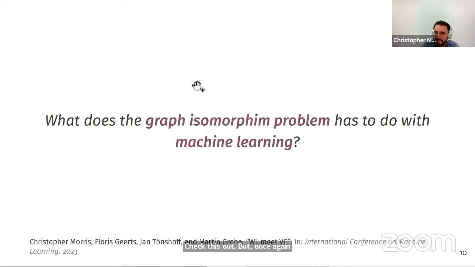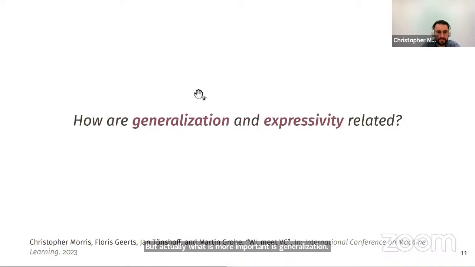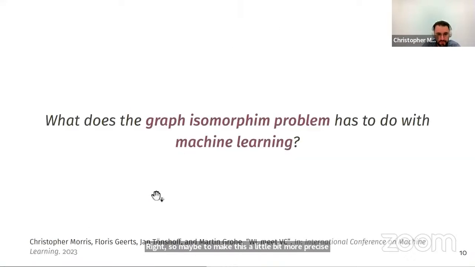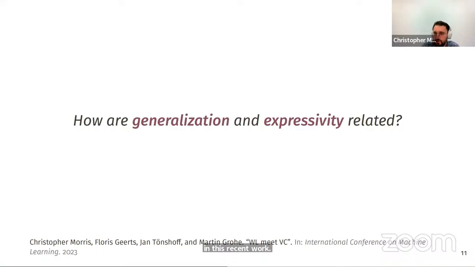But once in a while, when I talk about this connection between GNNs and this very combinatorial algorithm, the 1-WL, people ask me, well, Chris, are you actually trying to solve the graph isomorphism problem? Or what does the 1-WL actually have to do with machine learning? Because obviously machine learning, as we all know, is not only about expressivity, so what kind of permutation invariant functions of a graph we can represent, but actually what is more important is generalization, right? So maybe to make this a little bit more precise, in this recent work, WL Meet VC, which we presented at ICML, we tried to precisely understand how generalization and graph structure are related.